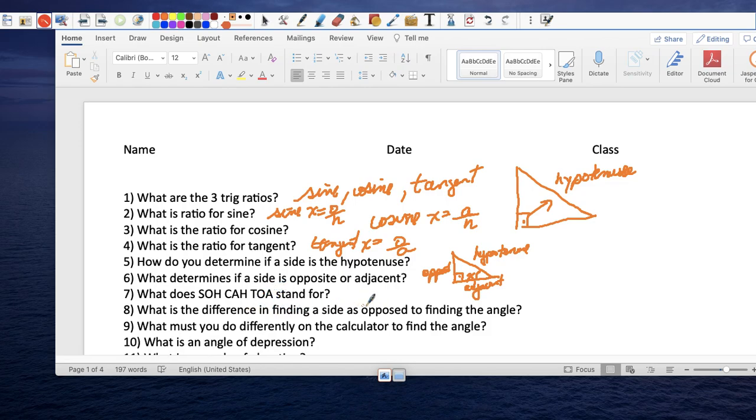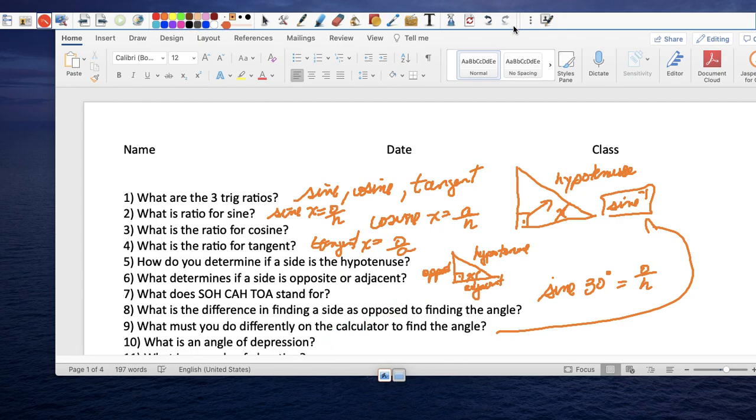What's the difference in finding a side as opposed to finding the angle? Well, the difference is in your calculator, right? To find the side, let's say a side of angle 30, you would go opposite over hypotenuse. But if you want to find the angle, you have to use the inverse function, or inverse sine, so you would use this little button in your calculator. What might you do differently on the calculator to find the angle? Well, I guess I just answered that question.